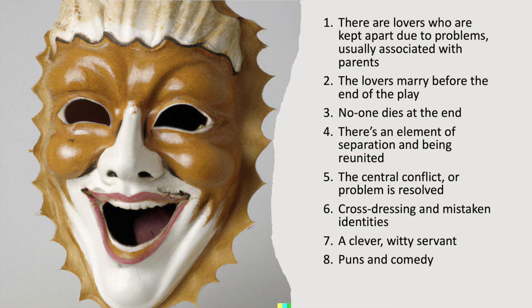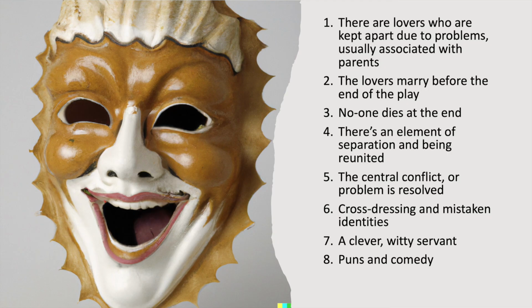Cross-dressing and mistaken identities: all the women in the play cross-dress as men. A clever, witty servant, Launcelot Gobbo. Puns and comedy. Much of the humour is created by Launcelot Gobbo. There is also comedy at the end of the play, with the rings in the final act.